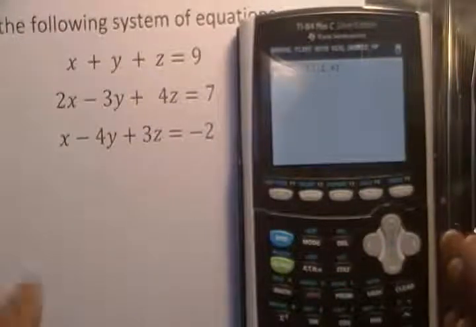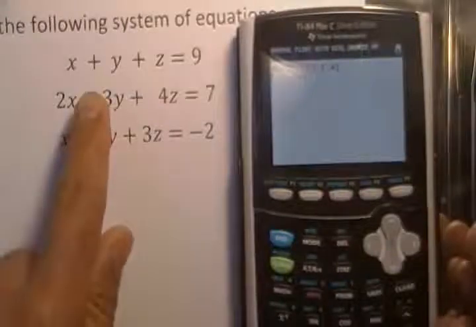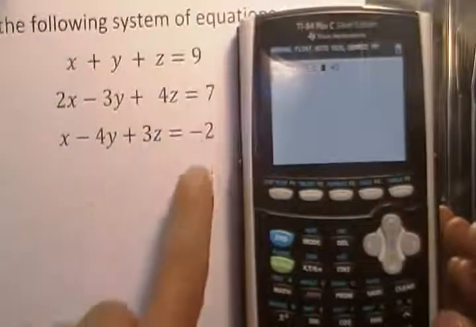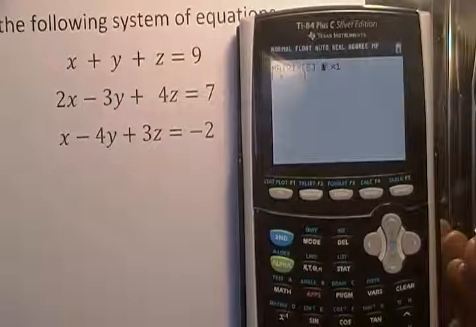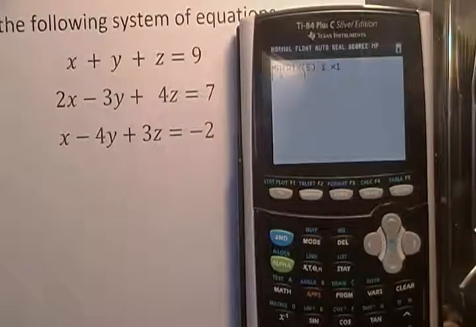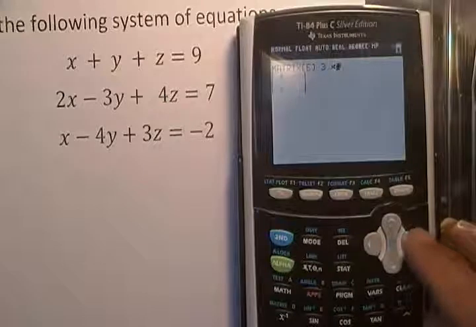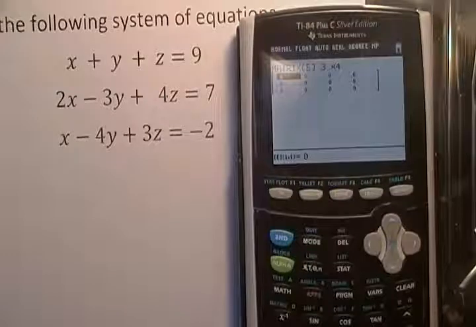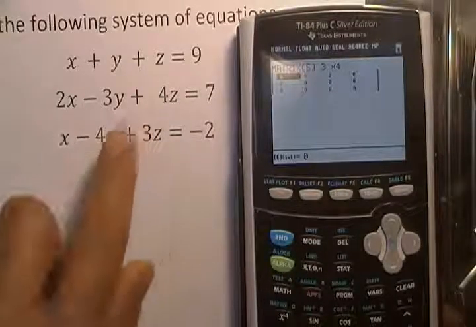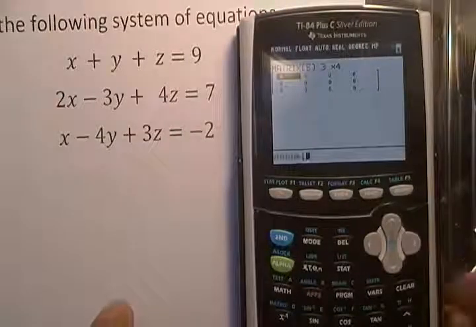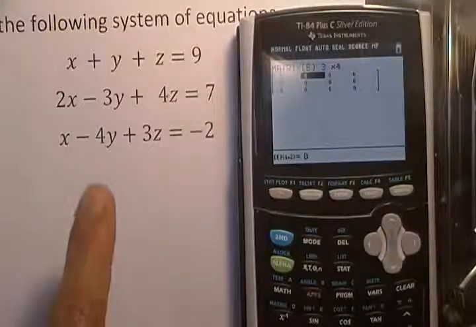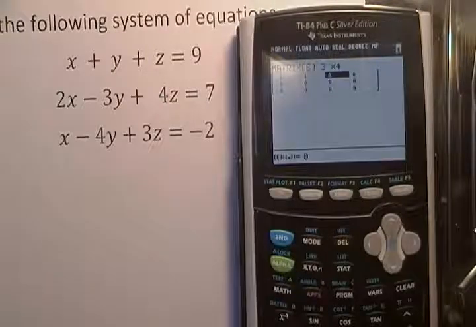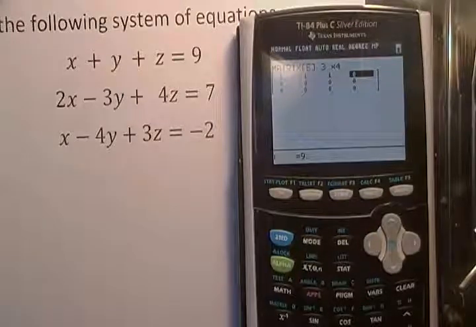You see that it has 3 rows and there are 3 variables and one last column, so it would have 3 rows and 4 columns. So we press 3 here for rows and then 4 for columns. Enter. And now you feed these values. In the first one, the coefficient of x is 1, enter, then the coefficient of y is 1, enter, the coefficient of z is 1, enter, and then the constant 9, enter.